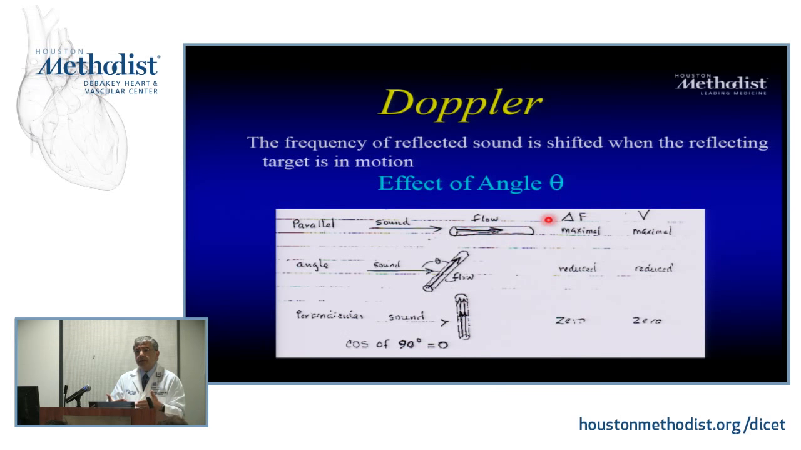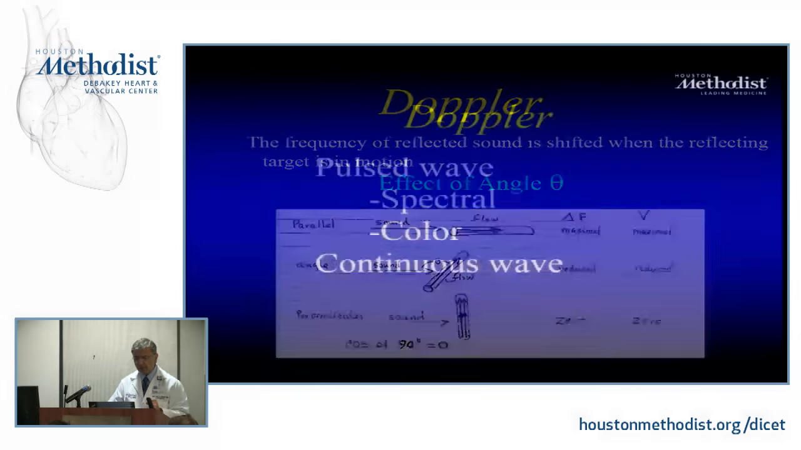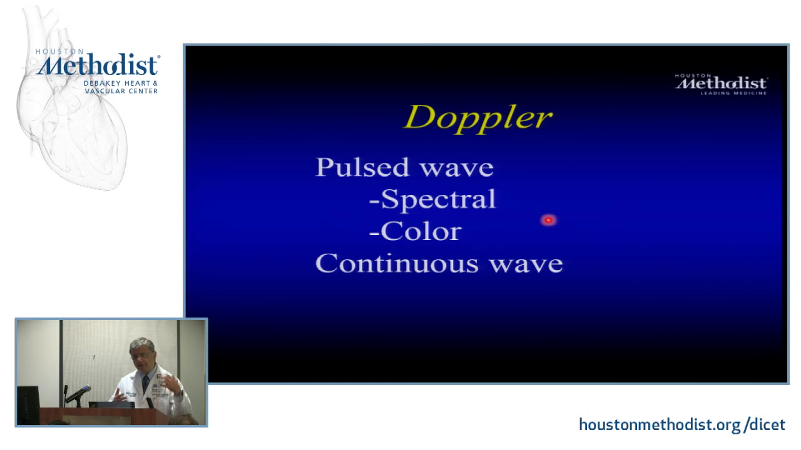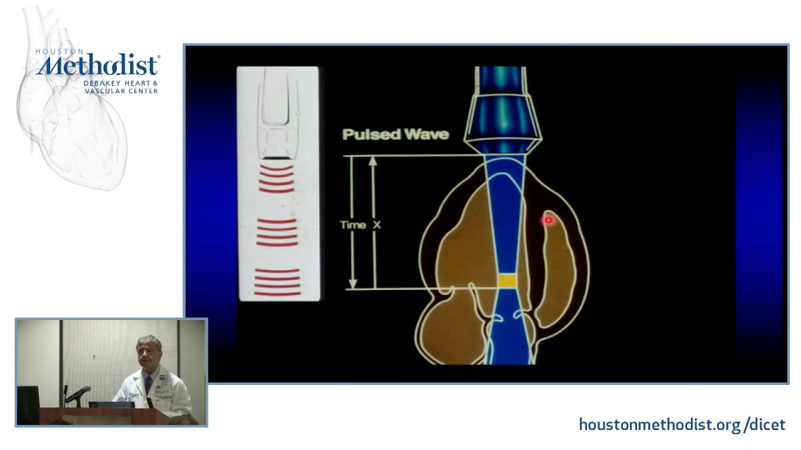And where would that be important? Well, if you're 20 degrees off or more, cosine theta becomes very important. So you want to be as parallel to it as possible so you have much less of an issue. Got it? I think that's very important, really. Now, under Doppler you have pulse, spectral, color, continuous. I think we need to go through that.